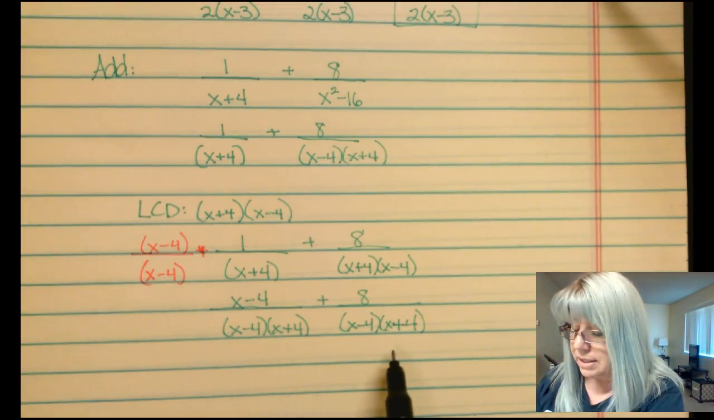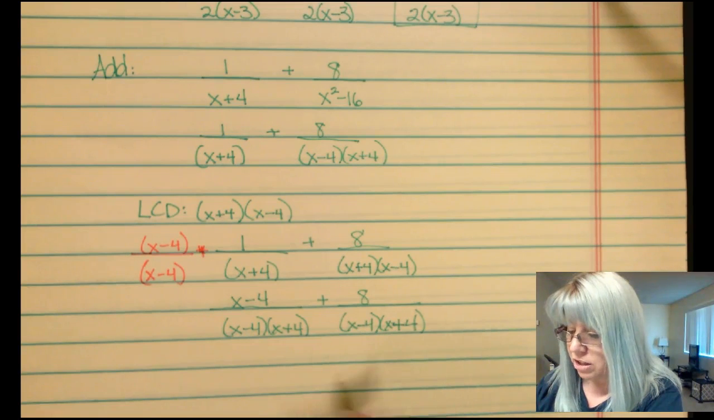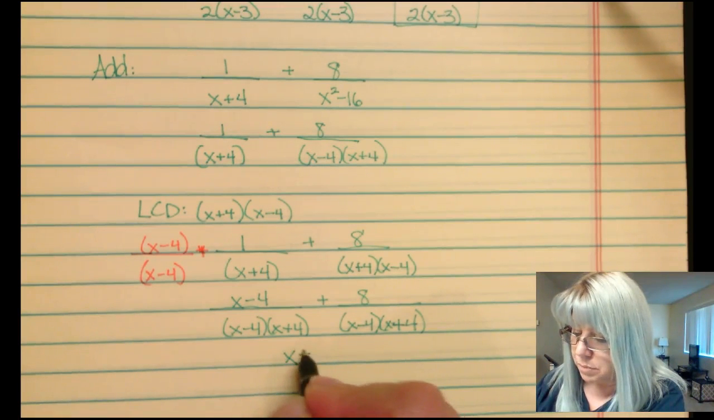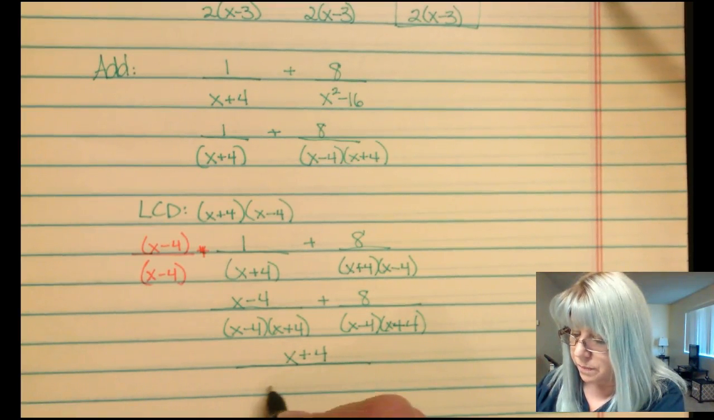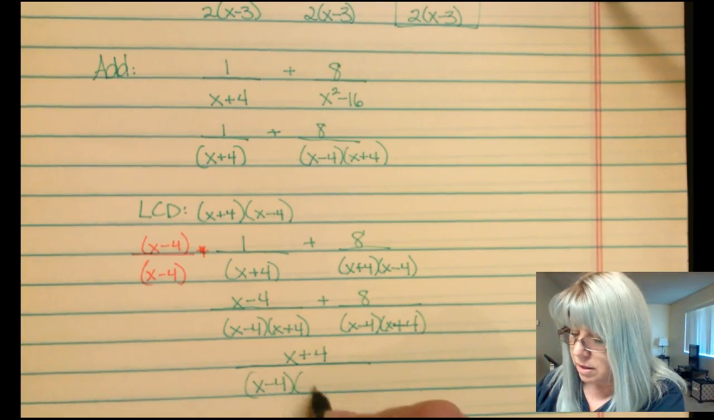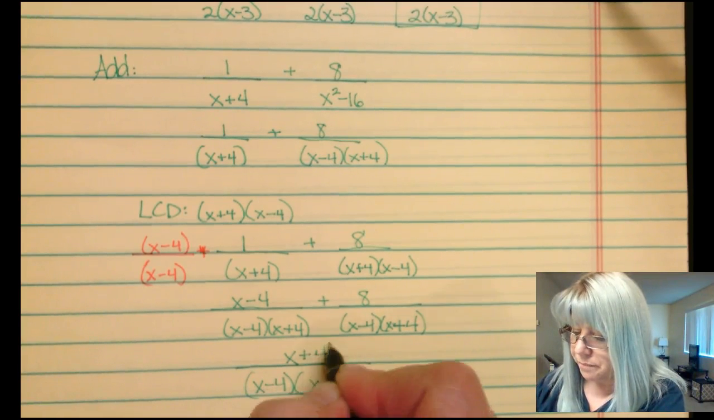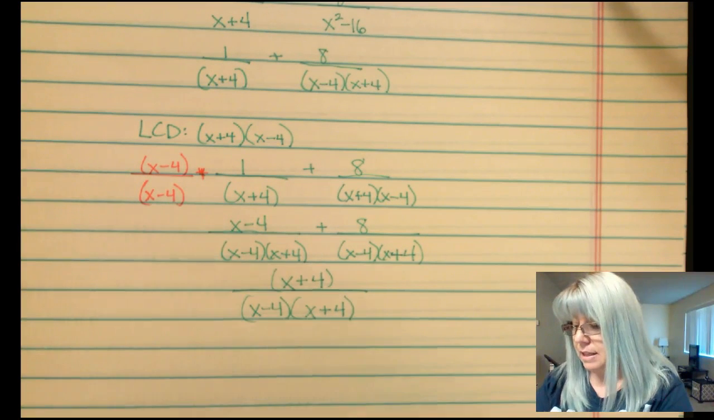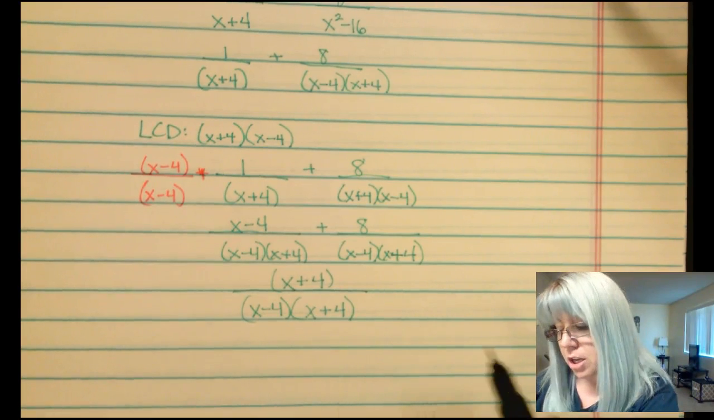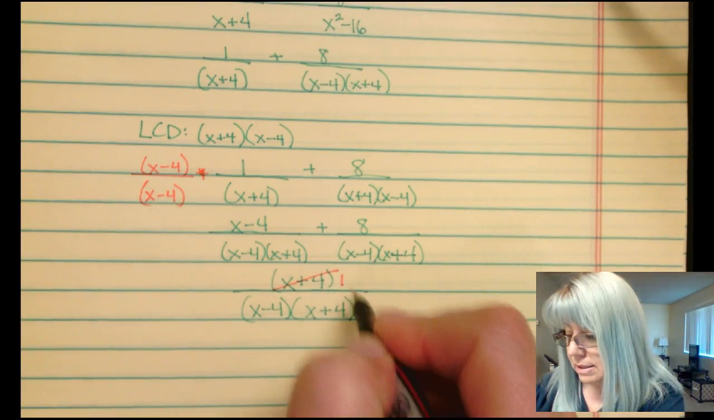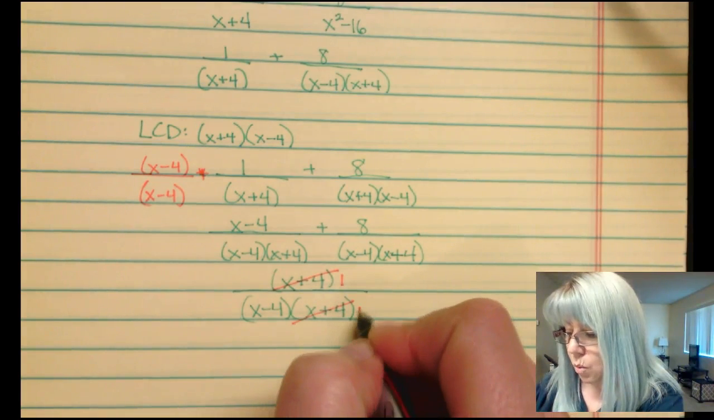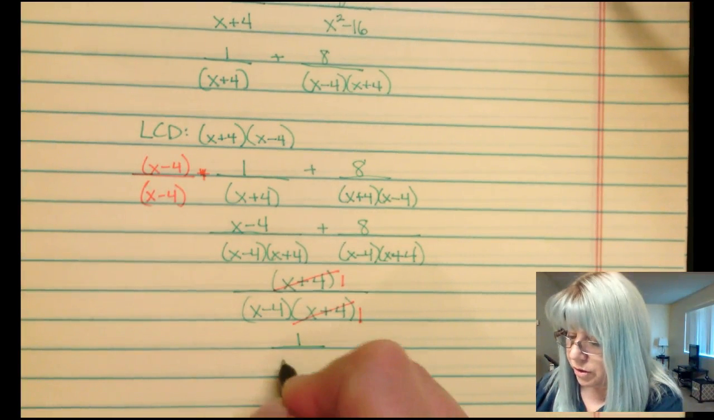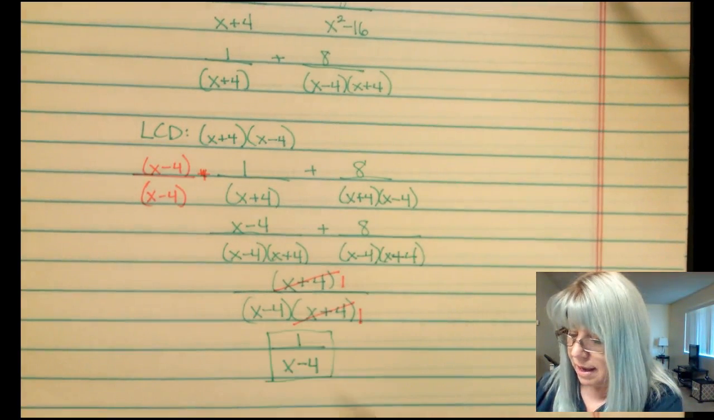Now that they have both the same denominator, I'm going to add the numerators. x minus 4 plus 8 is x plus 4 all over x minus 4, x plus 4. Is there anything here I can reduce? Yes. They both have an x plus 4 in common. So x plus 4 goes into x plus 4 once. And therefore, I am left with 1 over x minus 4 as my final solution.